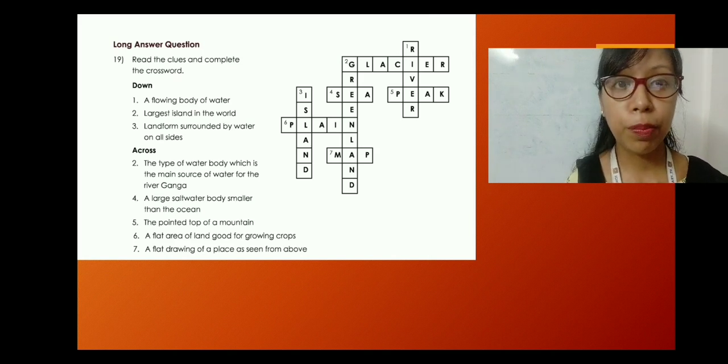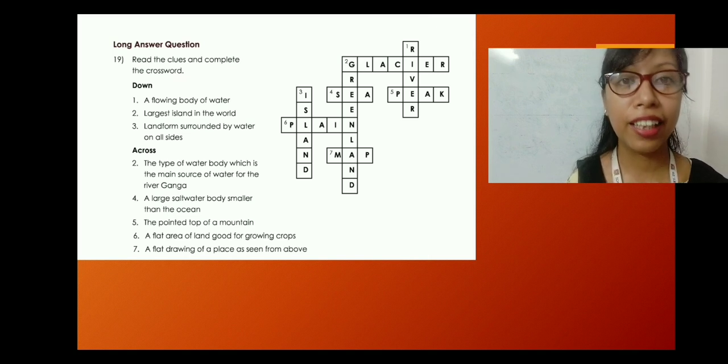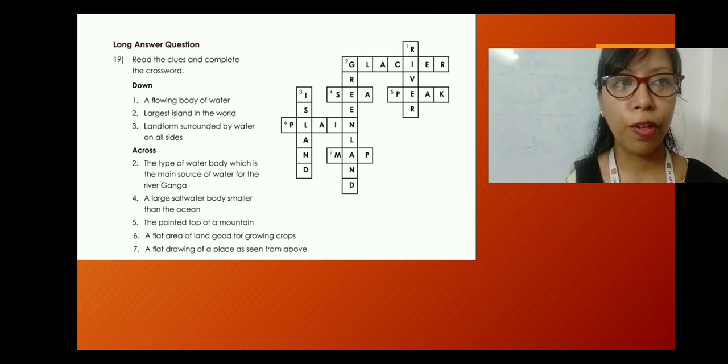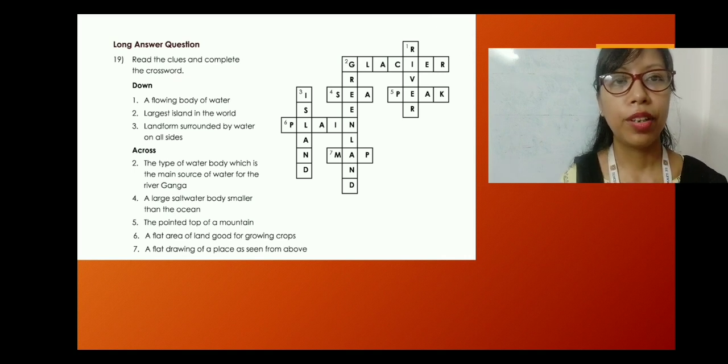Number 5, the pointed top of a mountain is called the peak. Then number 6, a flat area of land good for growing crops. Of course, it is plain. Number 7, a flat drawing of a place as seen from above. It is the map. Okay.